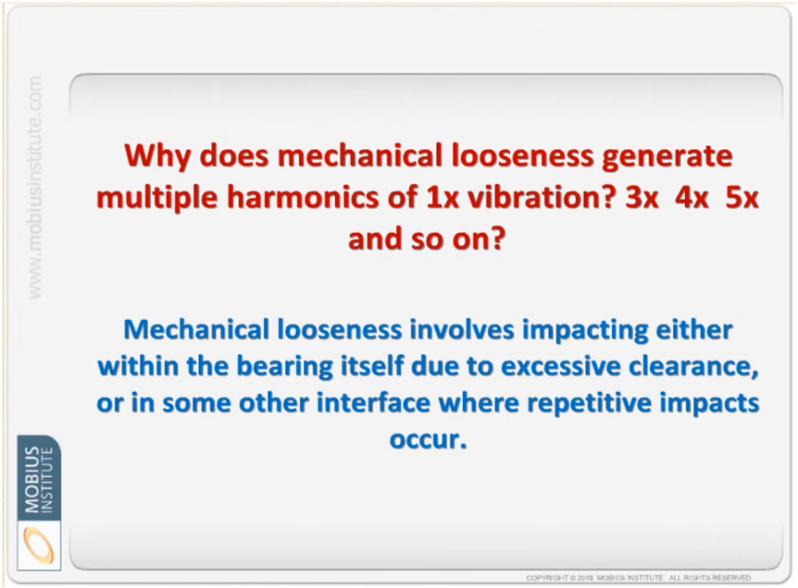Why does mechanical looseness generate multiple harmonics of 1x vibration? And really, I kind of just answered that question. Mechanical looseness involves impacting either within the bearing itself due to excessive clearance, or between the outer race and the housing, or even just the machine as it vibrates up and down, we might have impact. So there's rotating looseness, mechanical looseness, but anytime we have, for example, a once per revolution impact, we will see 1x harmonics. So we'll see peaks at 2x, 3x, 4x, and so on.